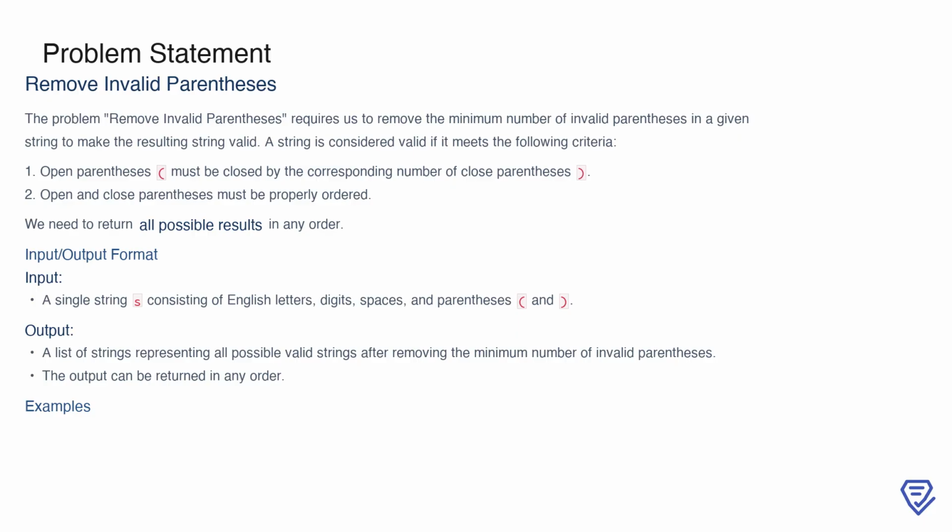The input to the problem is a single string that can contain English letters, digits, spaces, and parentheses. The output is a list of strings, representing all valid results, and the order of the output doesn't matter. This problem challenges us to explore all potential valid configurations through careful removal of invalid parentheses while ensuring we meet the criteria of minimal changes.